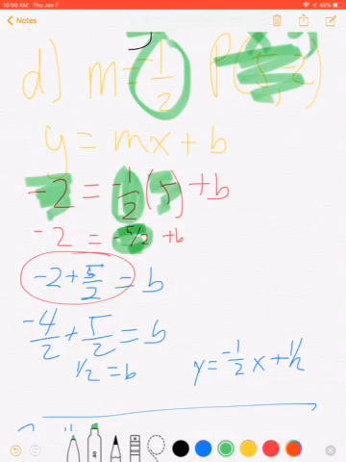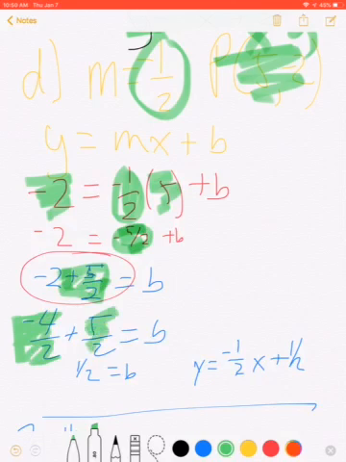So add it to this side to bring it over. You end up with minus 2 plus 5 halves. And then you have to go back to the old days of adding fractions. Change negative 2 to negative 4 over 2 as a fraction, because you want it to have the same denominator as 5 halves, and you end up with a half.